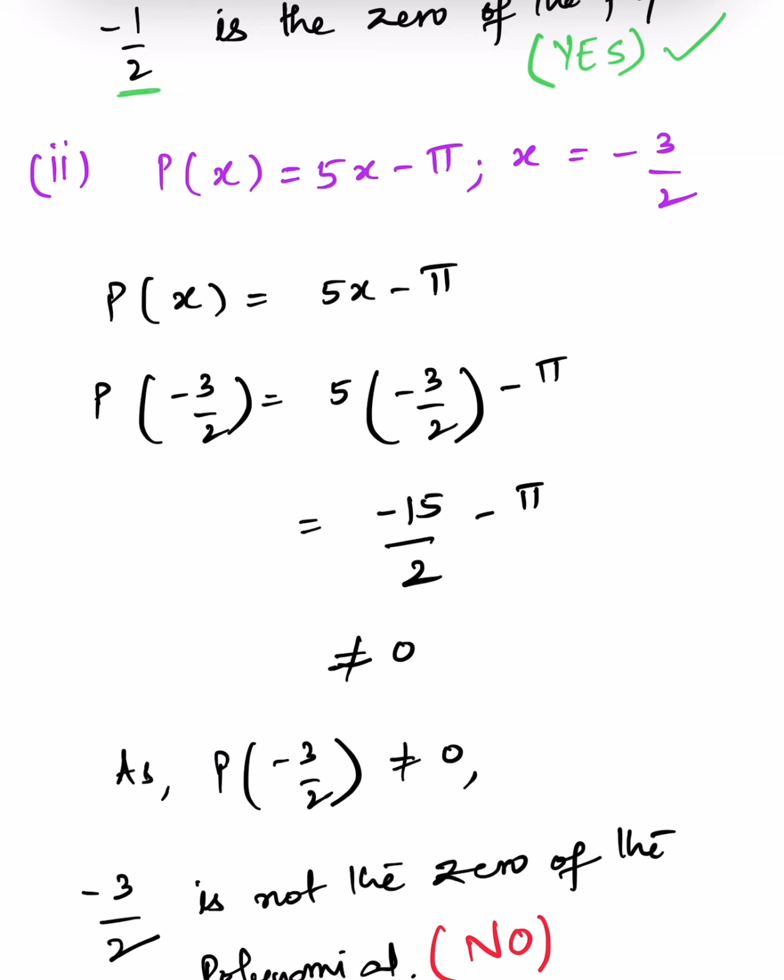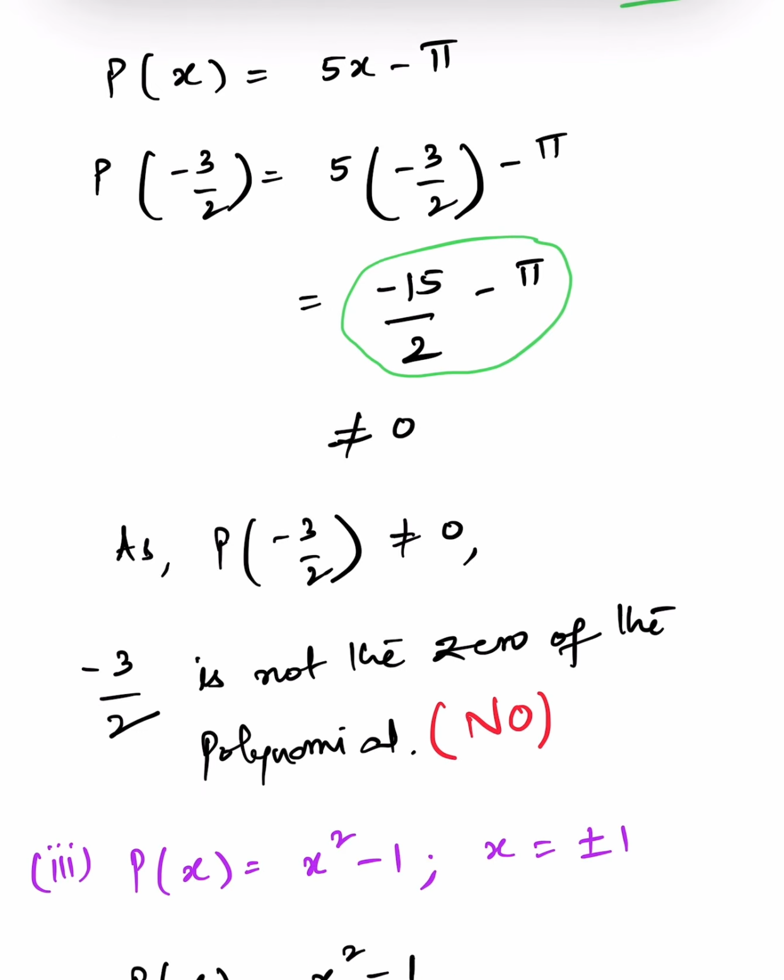Second bit, p of x equal to 5x minus pi, x equal to minus 3 by 2. So let's substitute minus 3 by 2 in place of x in the given polynomial. So we have to find p of minus 3 by 2, which is equal to 5 into minus 3 by 2 minus pi, which is equal to minus 15 by 2 minus pi. But this value is not equal to 0. So as p of minus 3 by 2 is not equal to 0, minus 3 by 2 is not the zero of the polynomial. So this is a no.